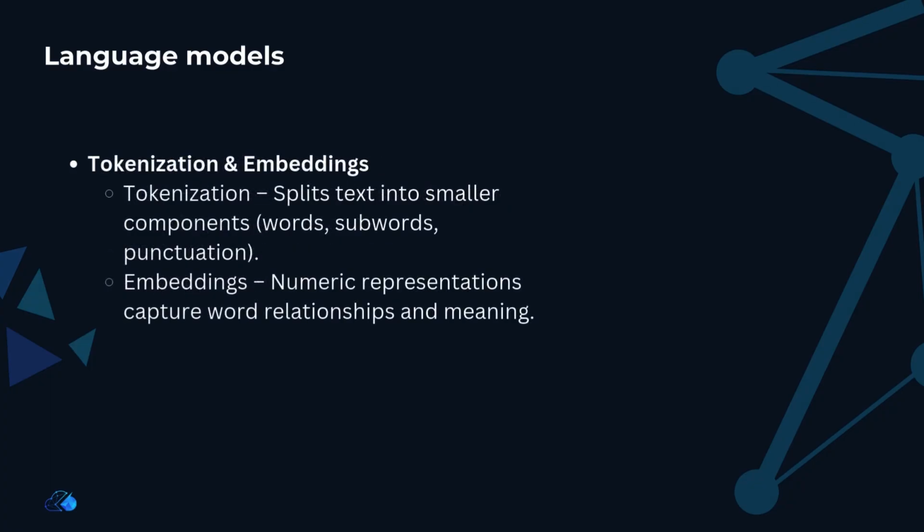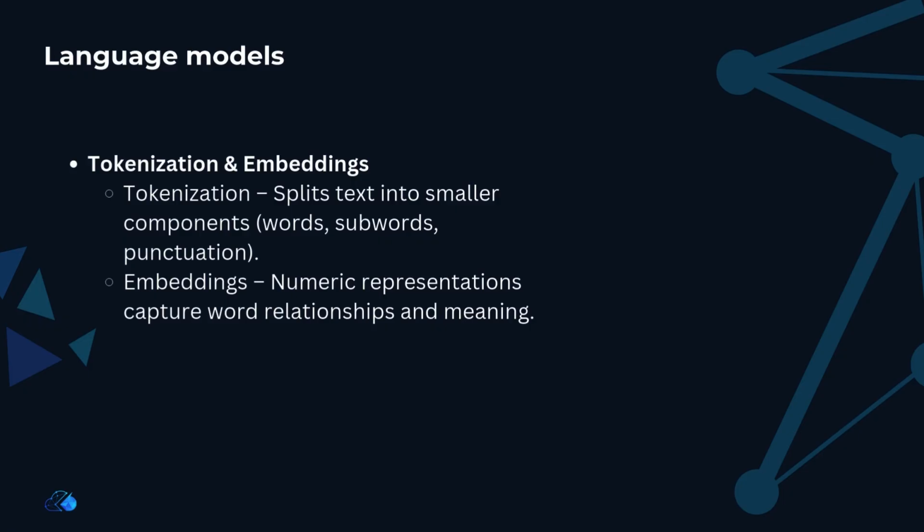Tokenization and embeddings. The first step in training a transformer model is tokenization, breaking text into smaller components, or tokens. While these tokens often represent words, they can also include partial words, punctuation, or entire phrases. Once tokenized, the model needs a way to understand the meaning of each token. This is where embeddings come in.